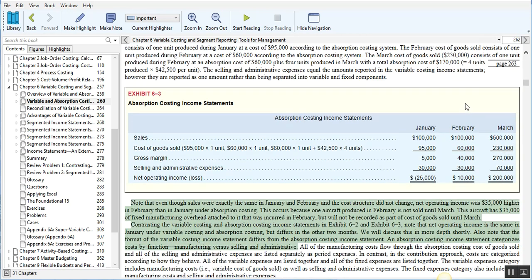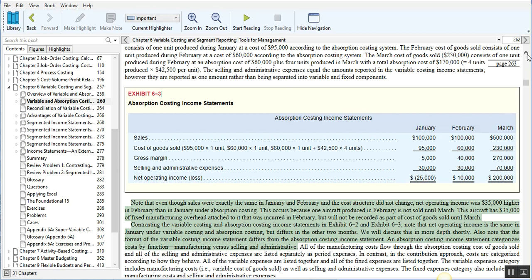Well, because of that, we come here to the absorption costing income statement, and we start with the sales amount of 100,000, take out the cost of goods sold per unit. Now it's dropped from 95,000 down to 60,000. And by the way, that's one unit that was sold. We produced 2 units, but we only sold 1.